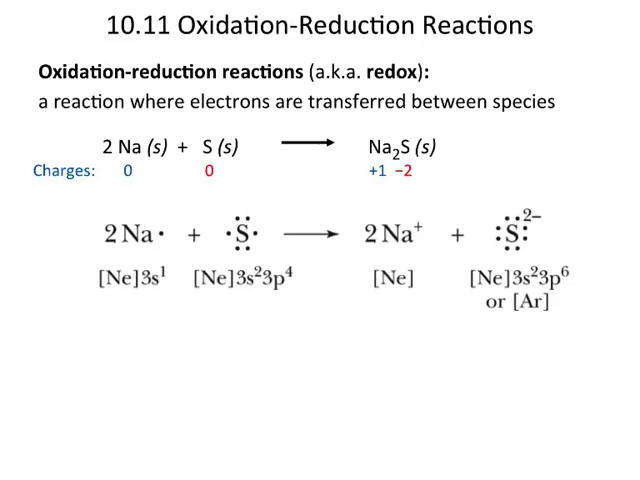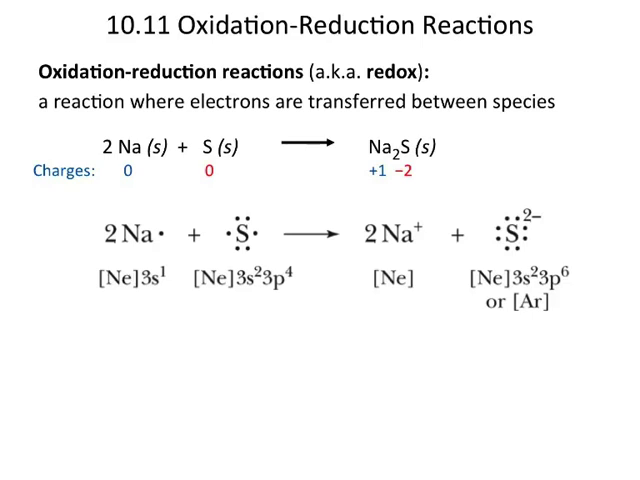So at its core, a redox reaction is one where electrons are transferred between species. It's really that simple. So if you look on the left here, the sodium and the sulfur, they have no charge. They're in their pure elemental state, perfect. And then if you combine them to make sodium sulfide, the ionic compound, well, in this compound, each sodium is a +1, each sulfide is a -2.